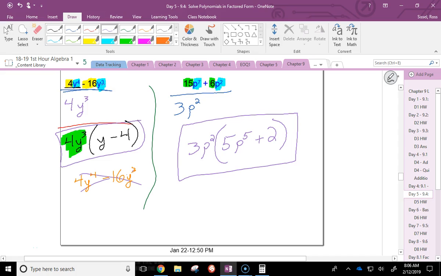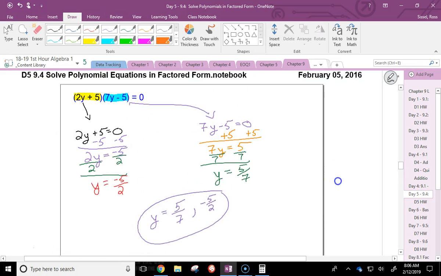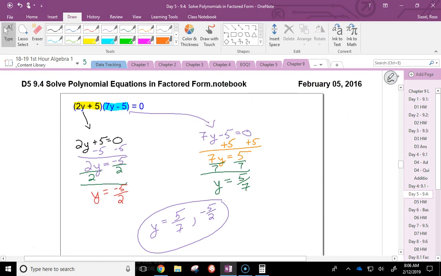Now, if you start thinking about what we just did, there's probably a reason to this now. What did we just work on up here? We had two products. We set them equal to 0 to find out what x would be.